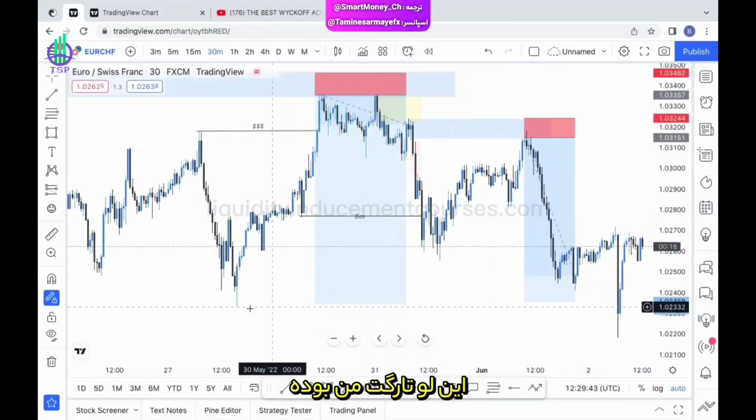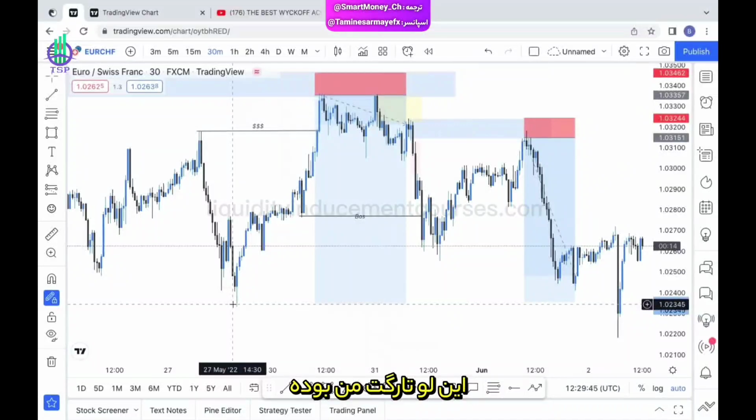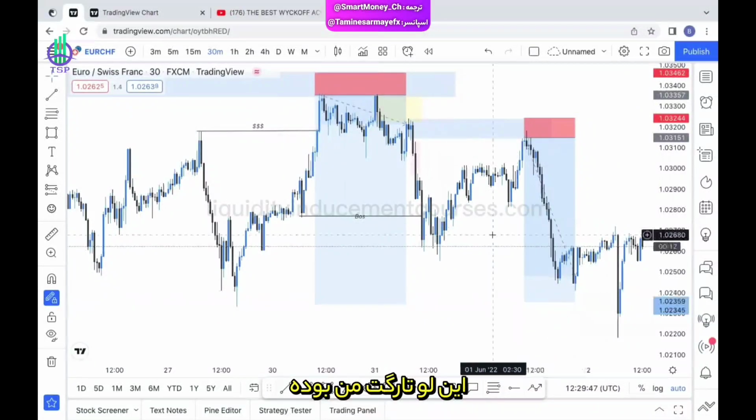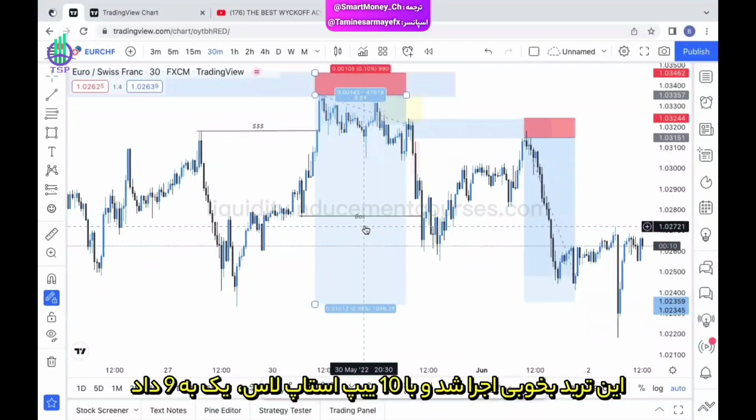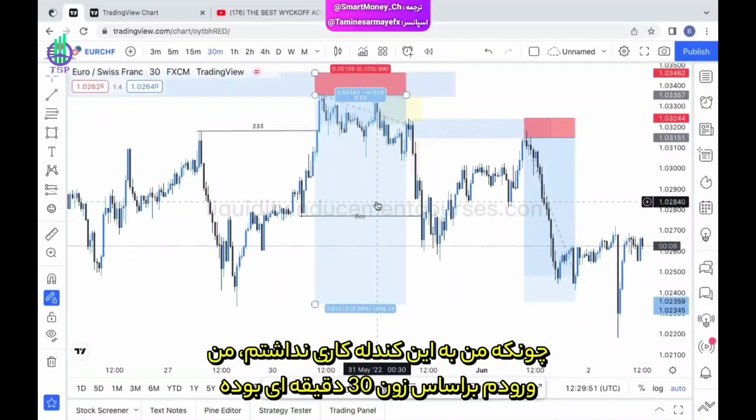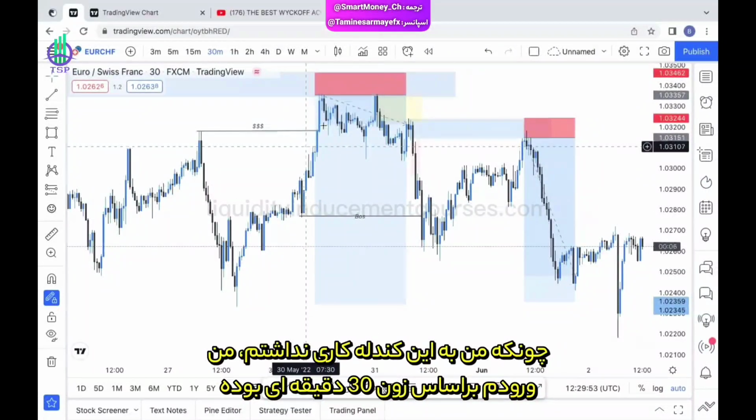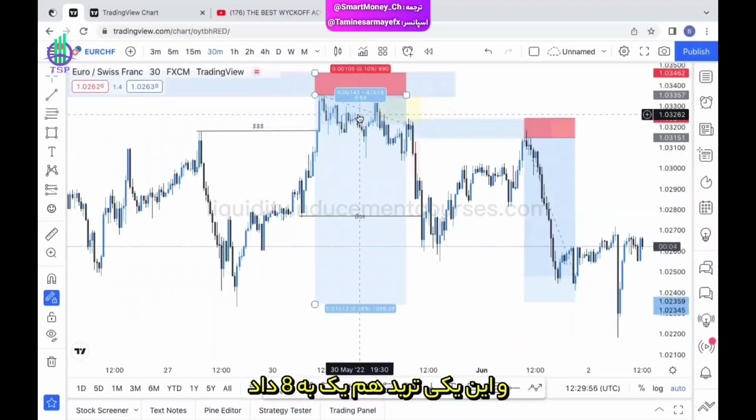Okay, this low was just my target to be taken out to continue further trends. So this played out very well on a 1 to 9 stop loss on 10 pips, because I wasn't using the exact candle, I was working with a 30-minute zone.